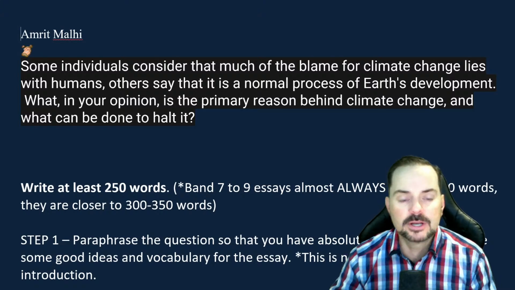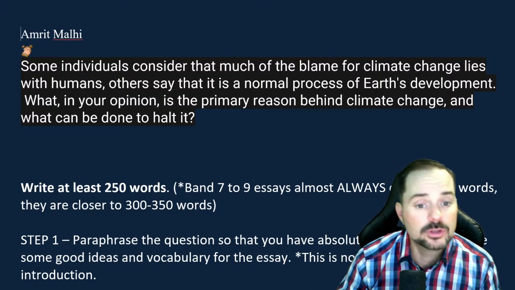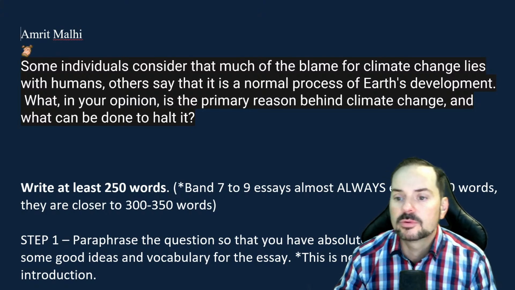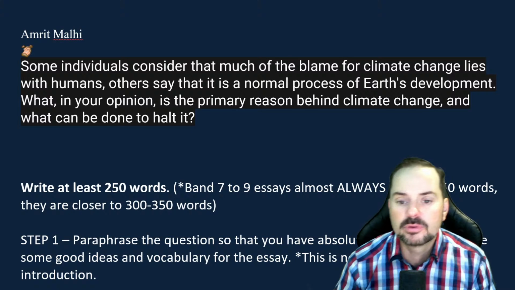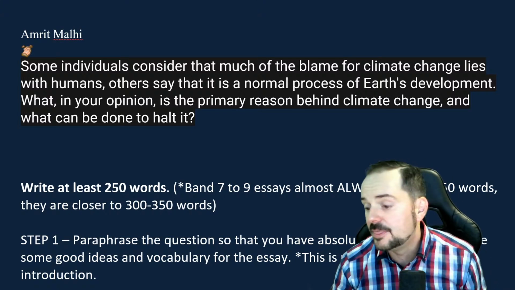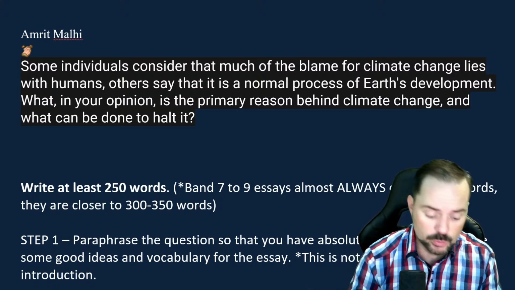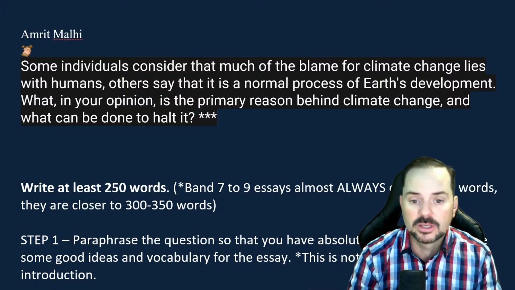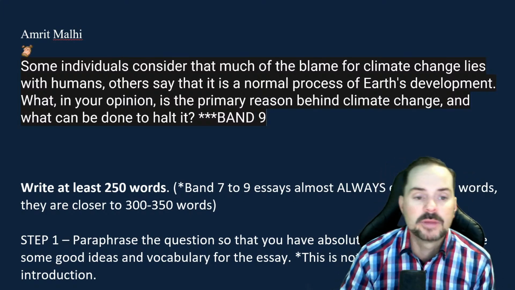Amrit writes, some individuals consider that much of the blame for climate change lies with humans. Others say that it is a normal process of Earth's development. What, in your opinion, is the primary reason behind climate change, and what can be done to halt it? That is beautiful paraphrasing, Amrit. Really, really elegant. I like it. Okay, this is a band 9 paraphrase. No question about it. That's a strong band 9.